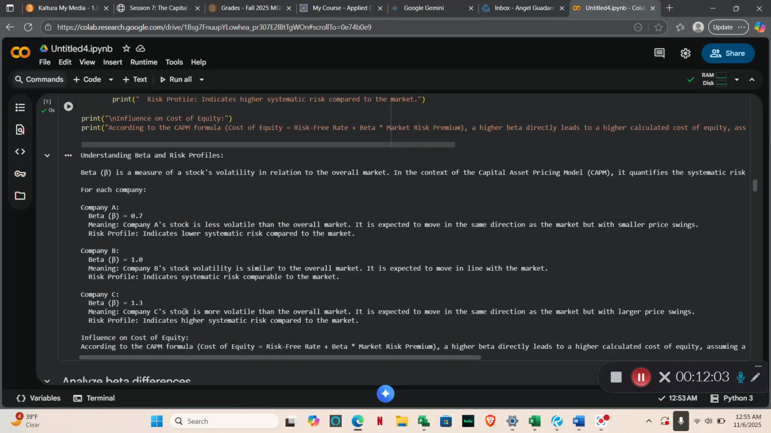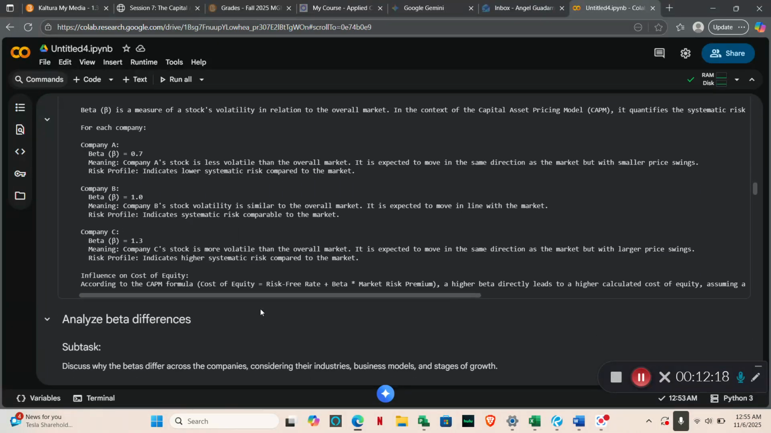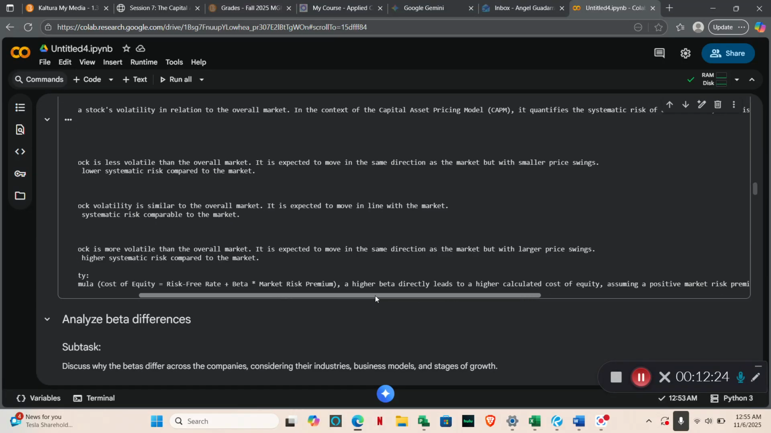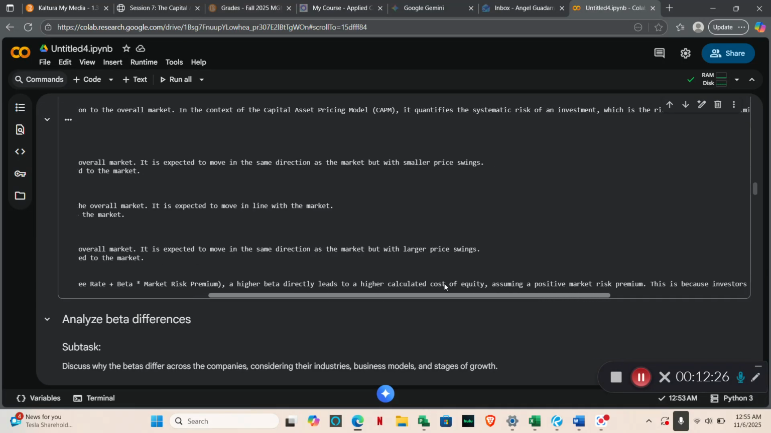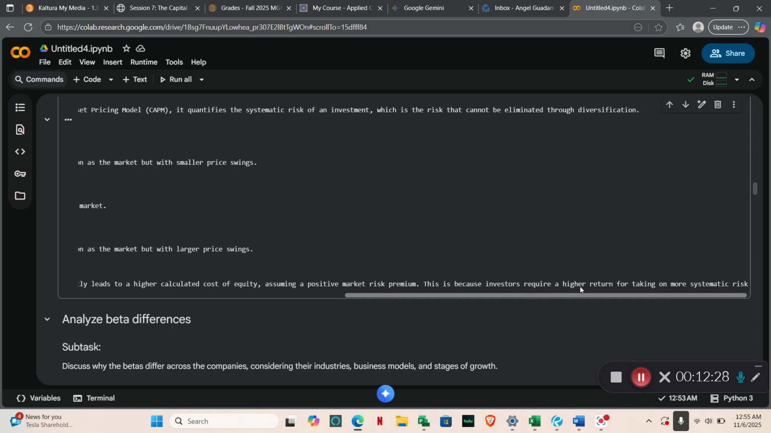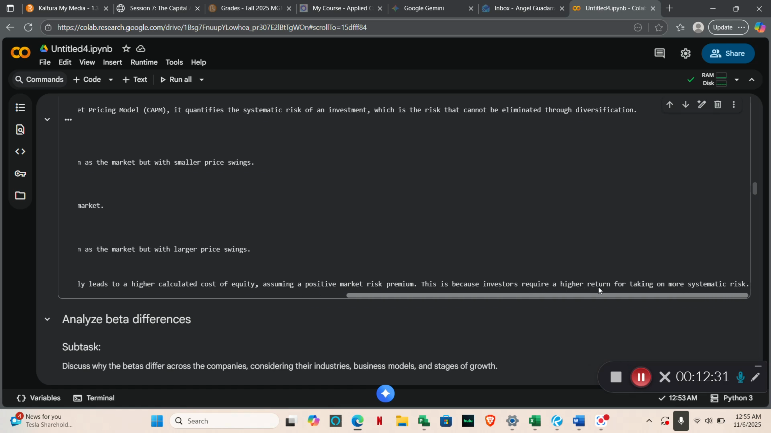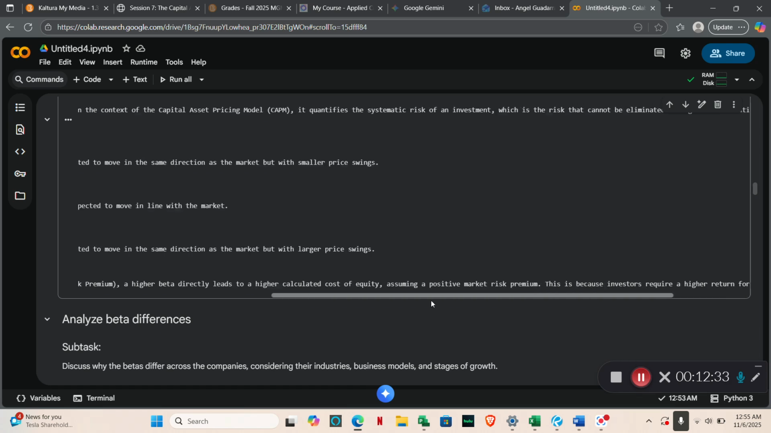For C, it's the highest at 1.3. The stock is more volatile than the overall market, expected to move in the same direction as the market, but with larger price swings. For the risk profile, it's going to indicate higher systematic risk compared to the market. So the influence on the cost of equity, according to the formula, is that a higher beta directly leads to a higher calculated cost of equity, assuming a positive market risk premium.